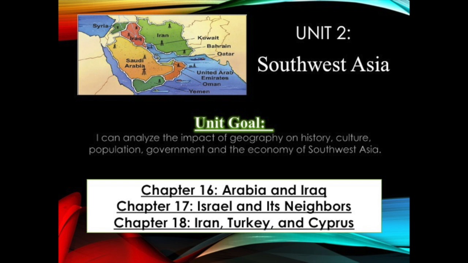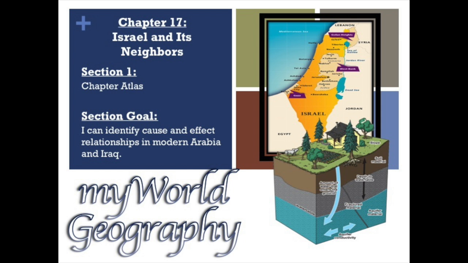In Unit 2, Southwest Asia, our goal is to analyze the impact of geography on history, culture, population, government, and the economy in Southwest Asia. This unit is split up into 3 chapters: 16, Arabia and Iraq; 17, Israel and its neighbors; and 18, Iran, Turkey, and Cyprus. Okay, today we're moving on to Chapter 17, Israel and its neighbors.